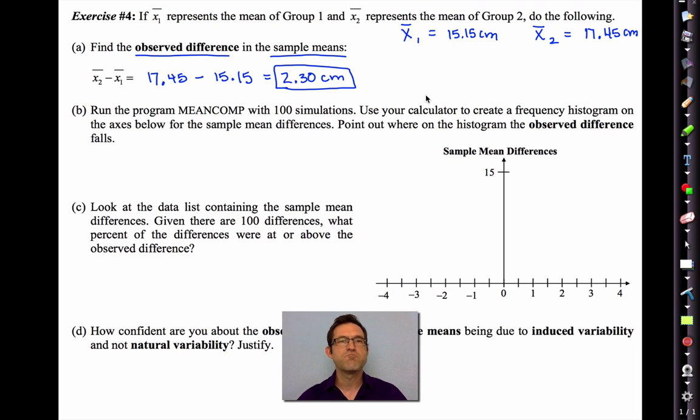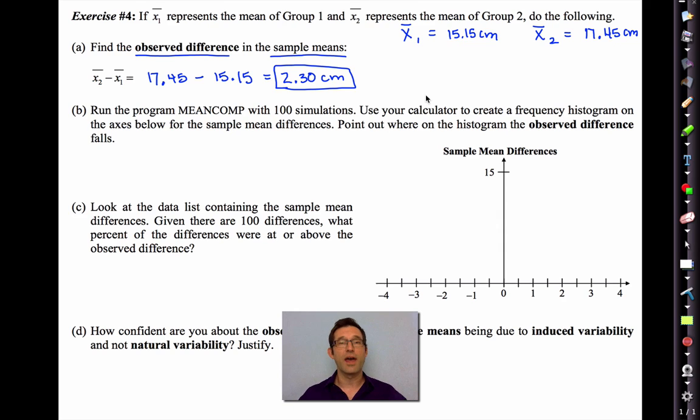Now again, the question is, was that due to the induced variability, or was that due to just natural variability? Well, here's how we can simulate that, and this is really cool. So before I break out of this and jump into the simulator, I want you to really understand what the simulator is going to do. It's going to take these two sets of data and scramble them together. It's just going to throw them all together. And then it's going to randomly assign them back to two groups that are the same size, and it's going to calculate the means. And then it's going to subtract them, and it's going to calculate a difference, just like we did here.